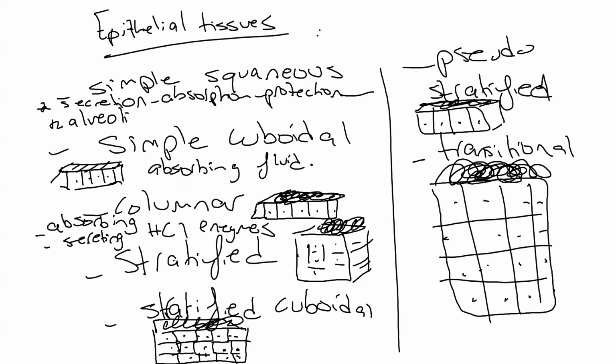So what you should know about them is the alveoli is simple squamous. You should know that we have the different kinds, and each one of them has a role, and what all of them have is absorption, secretion, protection, and sensation. These are the epithelial tissues.